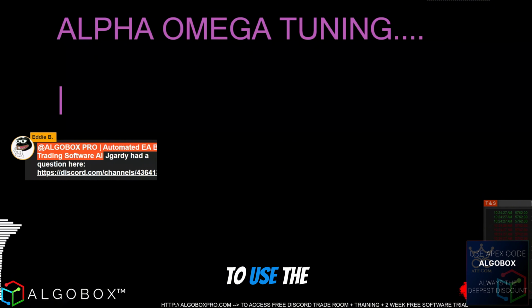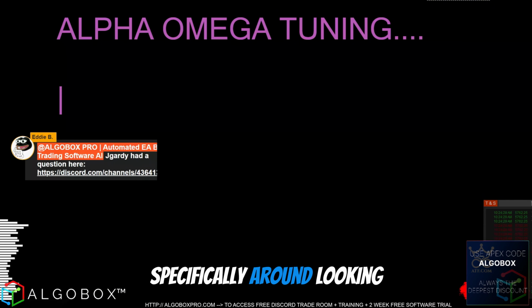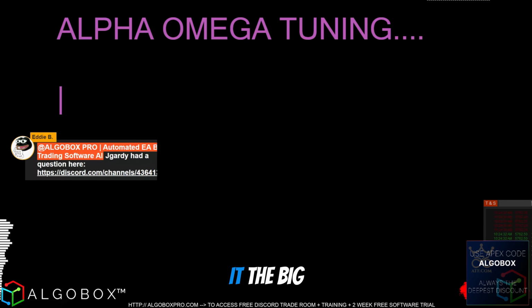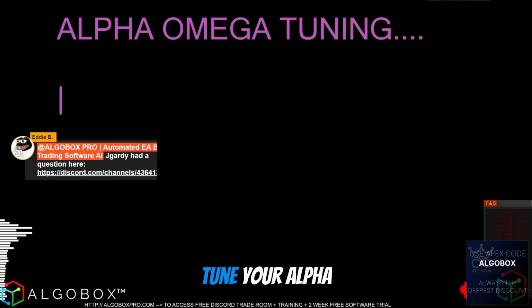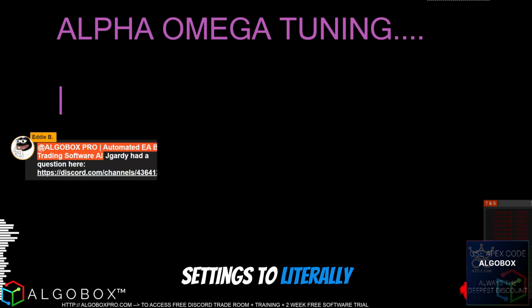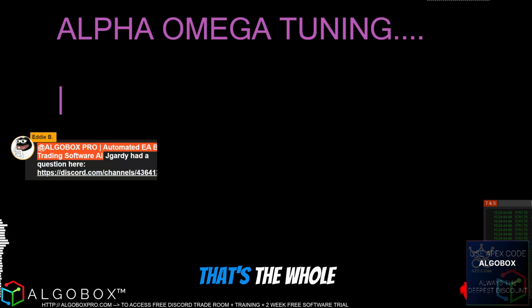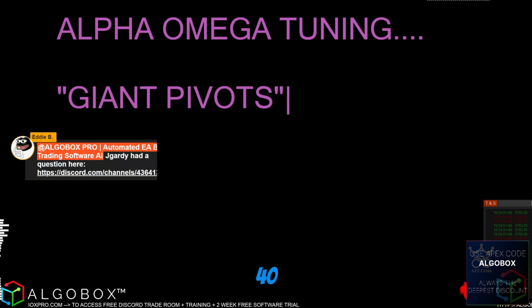If you are going to use the strategy specifically around looking for big pivots, what I call the big pivot strategy, you're trying to tune your alpha omega settings to literally find you the next giant pivot. That's the whole idea, which means you're trying to catch 40, 50, 100 plus ticks.